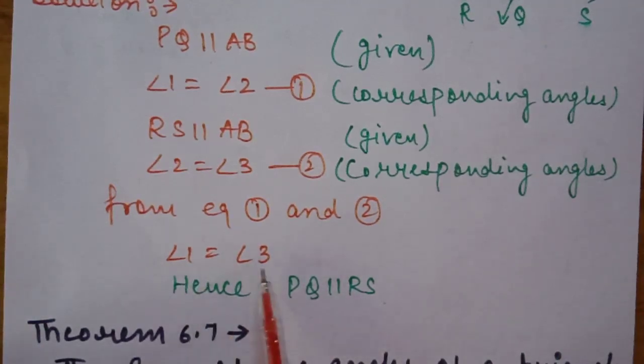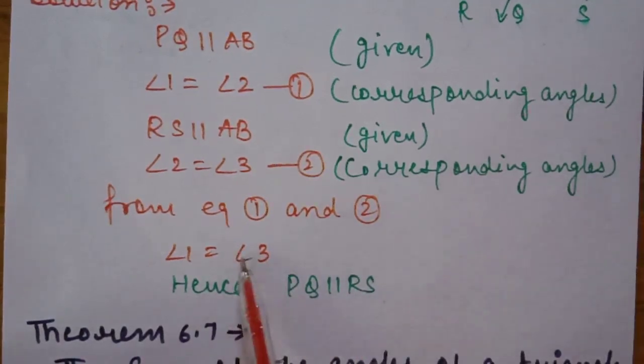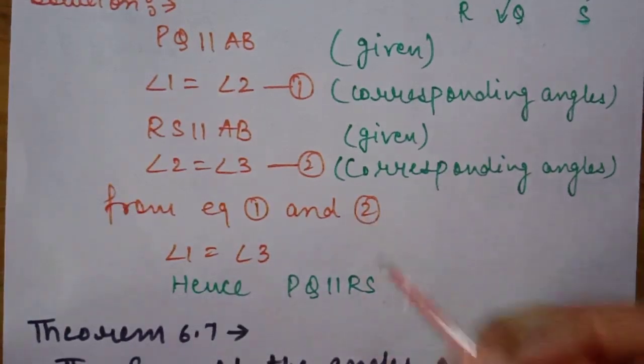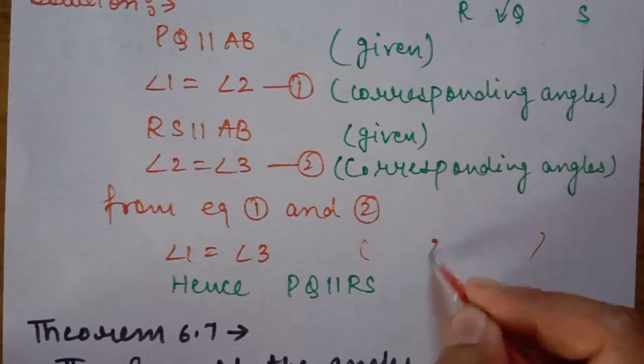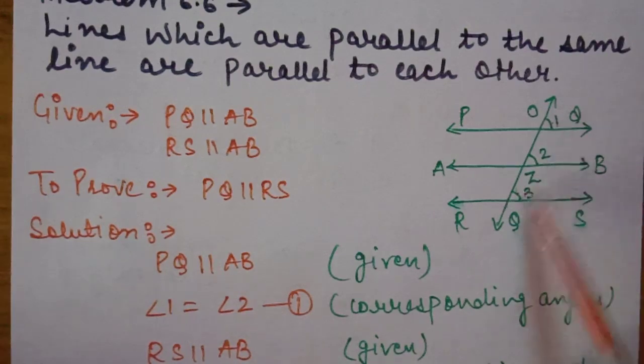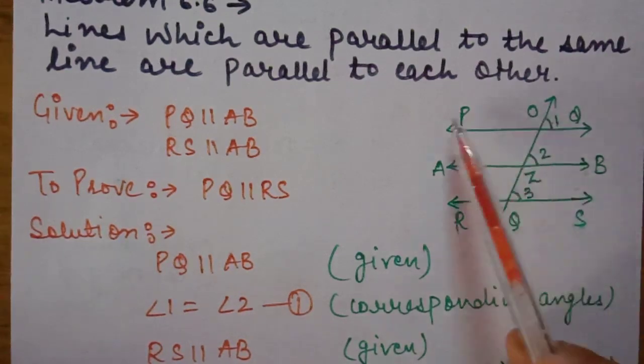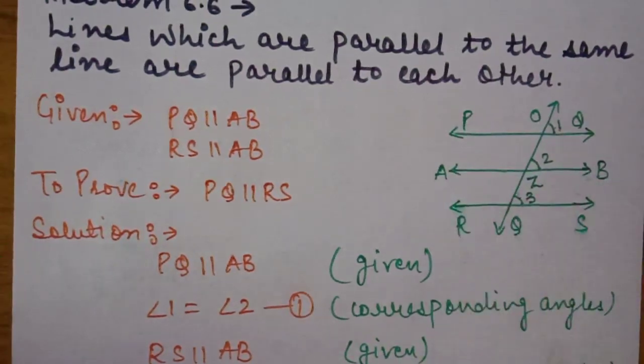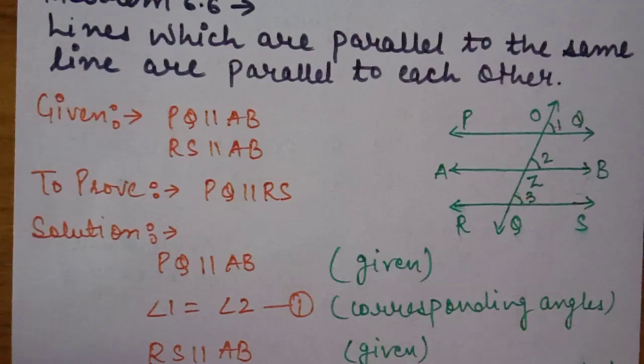If angle 1 is equal to angle 3, then definitely PQ is parallel to RS because they are a pair of corresponding angles. They are also corresponding angles. If angle 1 and angle 3 are equal and they are a pair of corresponding angles, then definitely PQ and RS are parallel to each other. So hence proved.